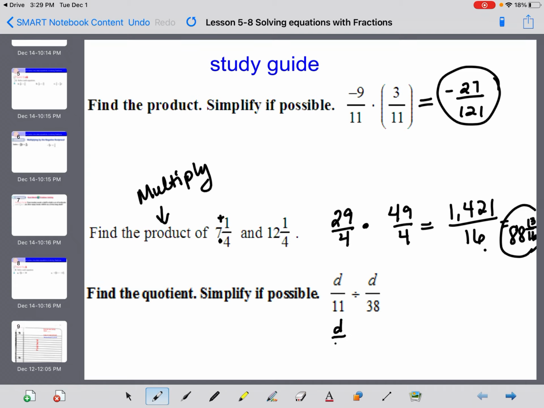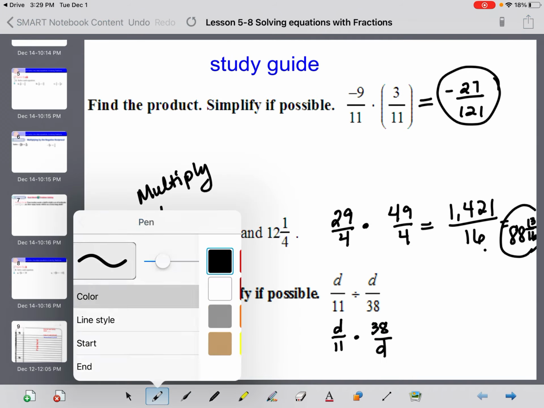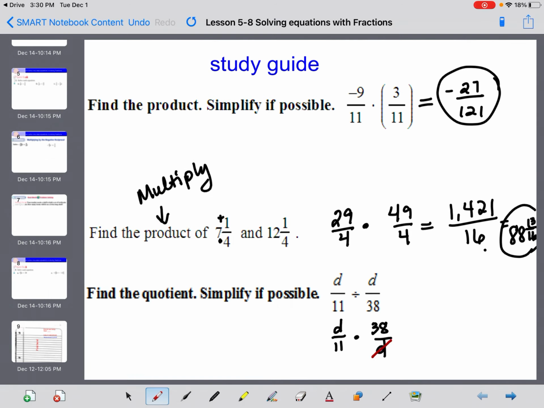You keep the first fraction the same, then you multiply by 38 over d. I simplify by dividing any numerator and any denominators that have common factors. In this case, d. And then 38 and 11 have no common factors, so I'm left with 38/11. 11 goes into 38 3 times, and I'm left with, let's see, 33. 38 minus 33 is 5. 5/11. There we go.